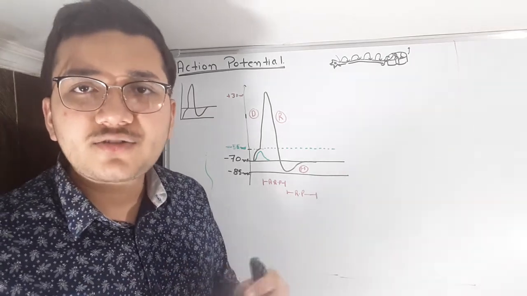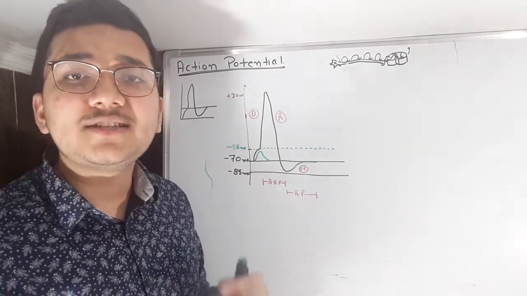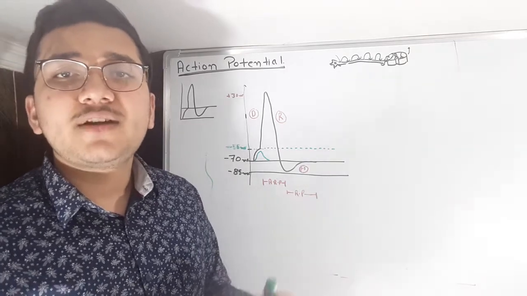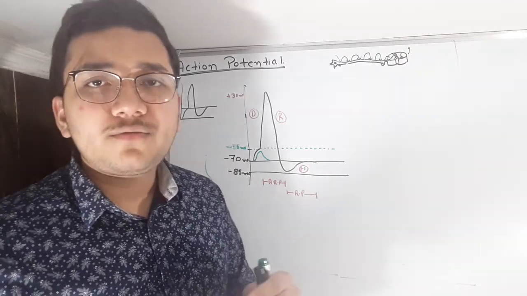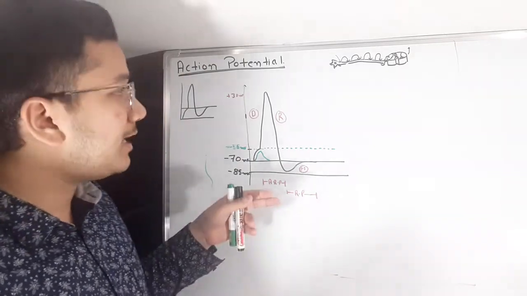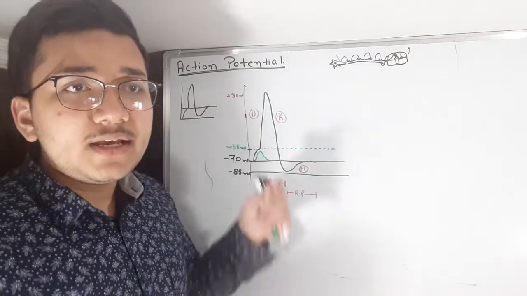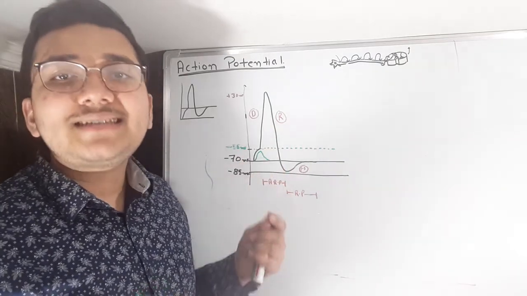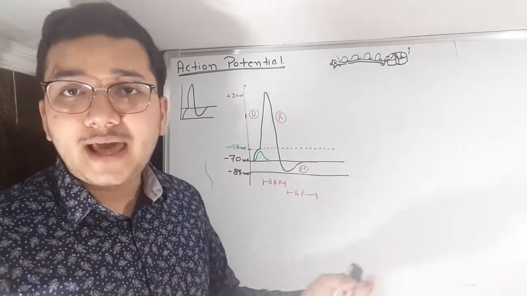As the concentration of K+ is higher inside the cell and lower outside the cell, there will be a huge amount of efflux of K+ along its concentration gradient. So as the K+ is getting outside the cell, it re-establishes its polarity.